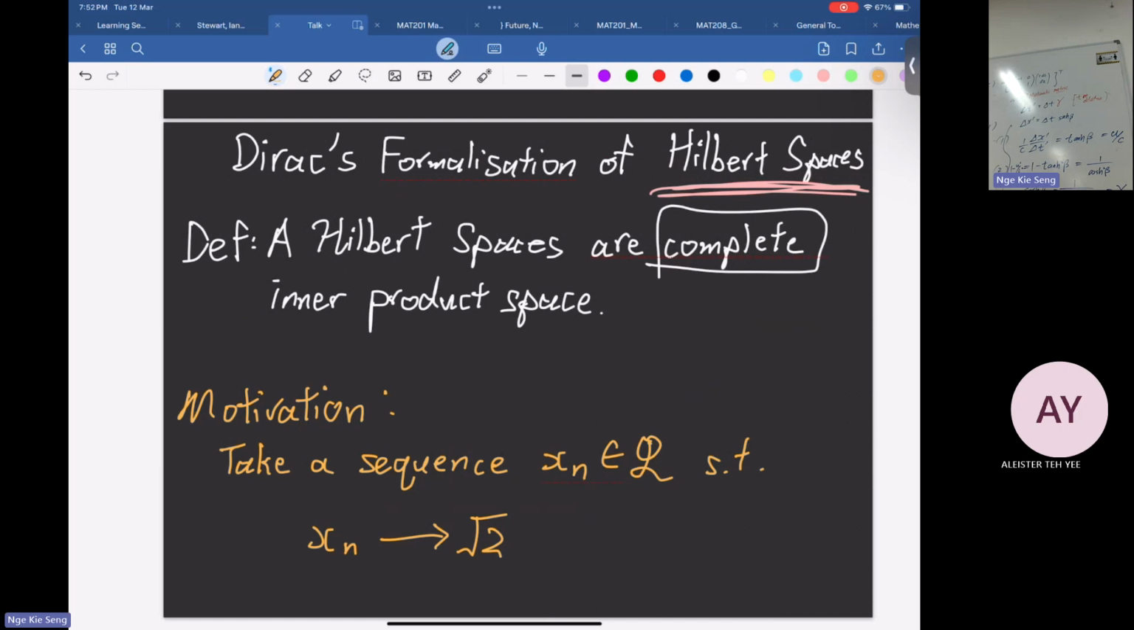So this means Q is not complete. It's not complete because I cannot find the limit of this sequence. If it were complete, I could find the limits of all convergent sequences. So complete means you can find all the limits of convergent sequences. In this case, maybe you ask me, if I cannot find the limit, can you still say the sequence converges or not?